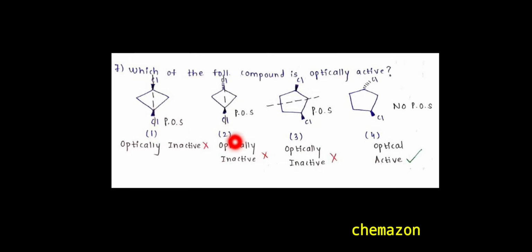In the second molecule, again you can see that when we pass this plane through this axis in this manner, again the 2 chlorine atoms and 2 carbon atoms are split into 2 equal halves, or both the sides are mirror images of each other. So this is also optically inactive. Similarly, here also there is a plane of symmetry passing through this molecule. So this is also optically inactive. But in this fourth option, if you see, there is no plane of symmetry passing through this molecule. So this is optically active, and this is the correct answer.